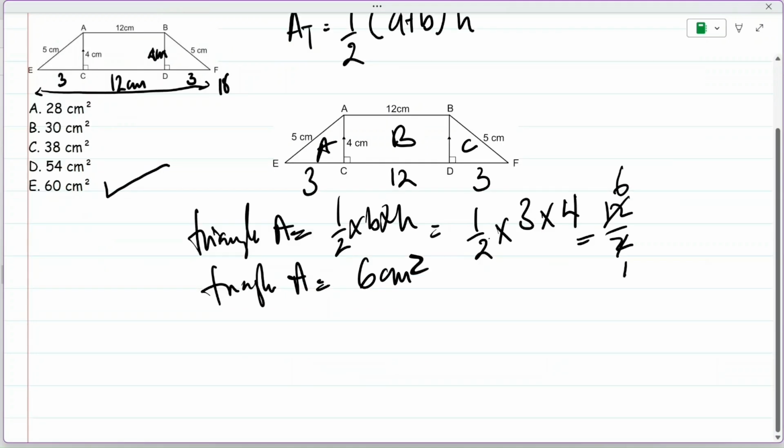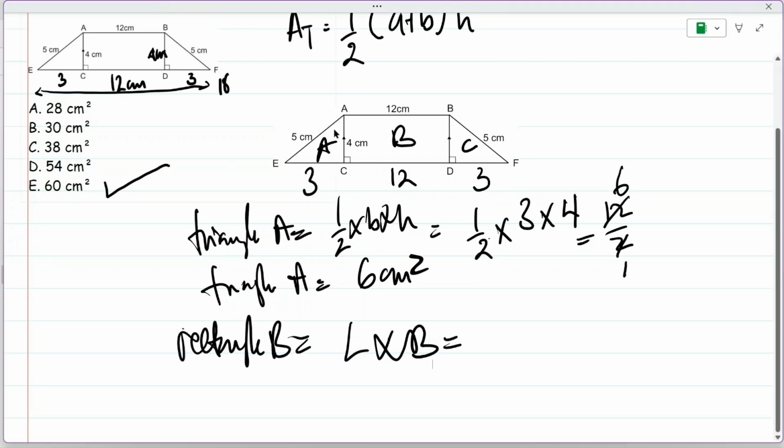Shape B is a rectangle. Area of rectangle B is length times breadth. Looking at B, that's A, B, D to C back to A, this shape is a rectangle. This is 12, this is the length, and the breadth is 4. This side is 4. So we have to ask 12 times 4. 12 times 4 is 48 centimeters square.